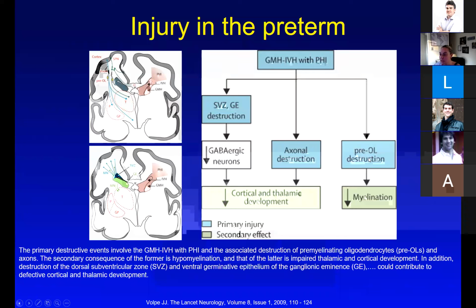Obviously, the precursors of the oligodendrocytes can also be injured in the spectrum of the germinal matrix hemorrhage, which would also impair myelination. So prematurity-related injuries you see are far more complex than what initially meets the eye as a simple hemorrhage.